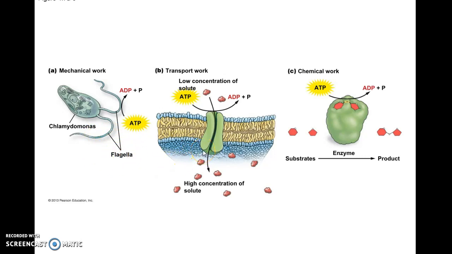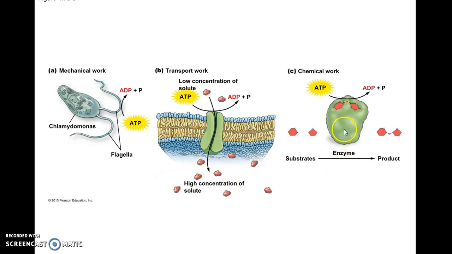Cells also use energy for transport work, which we talked a little bit about last week. Active transport, moving something from an area of low concentration to high concentration. That's backwards from what diffusion wants to be doing, right? So we need to use energy to pump against the concentration gradient.